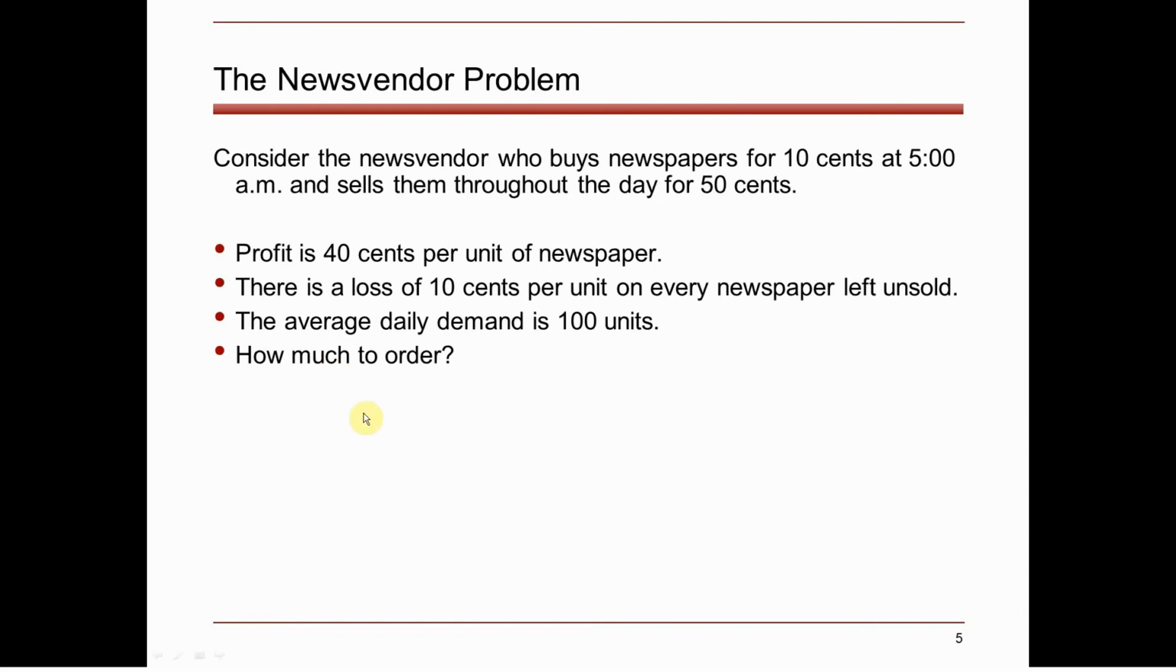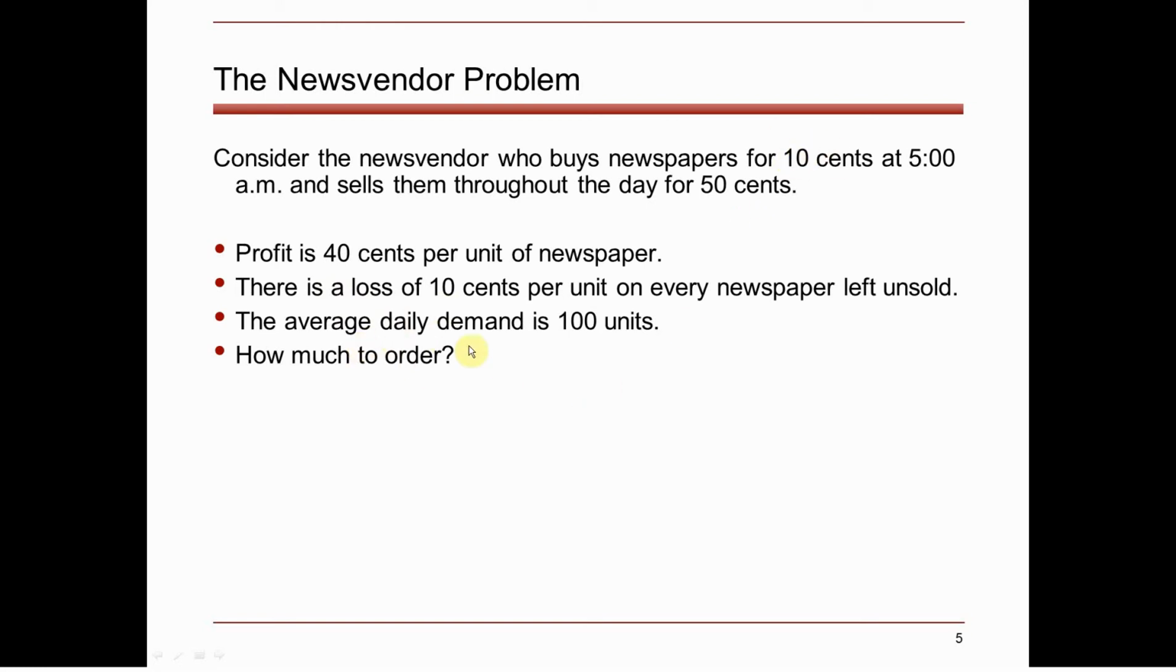So let's set up the basic Newsvendor problem and think about how this works. Let's think about a newsvendor who buys papers for, say, 10 cents a piece at 5 in the morning. And they sell them throughout the day for 50 cents a piece. So the profit for this, of course, is going to be 50 minus 10, 40 cents per unit of newspaper. That means every newspaper we sell, we make 40 cents. And there's going to be a loss of 10 cents for every newspaper that we don't sell, because that's what it costs us to purchase it.